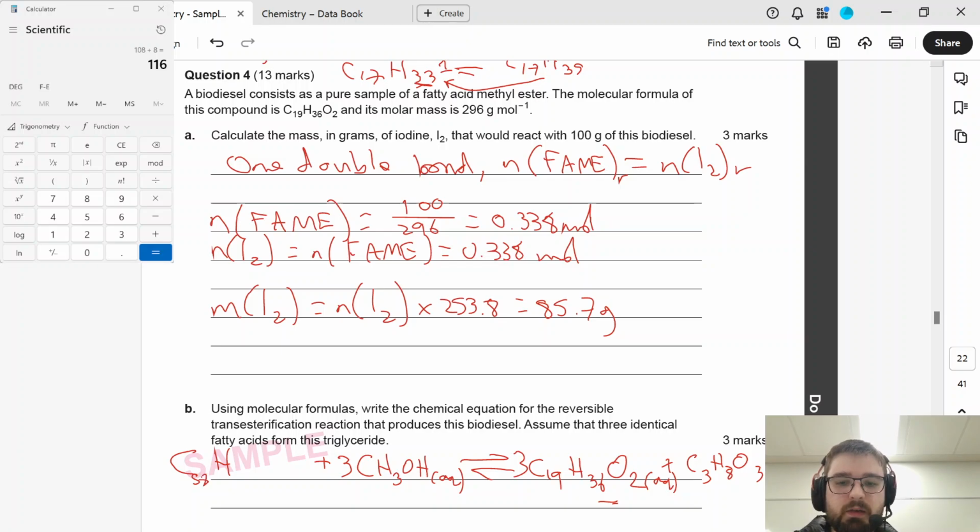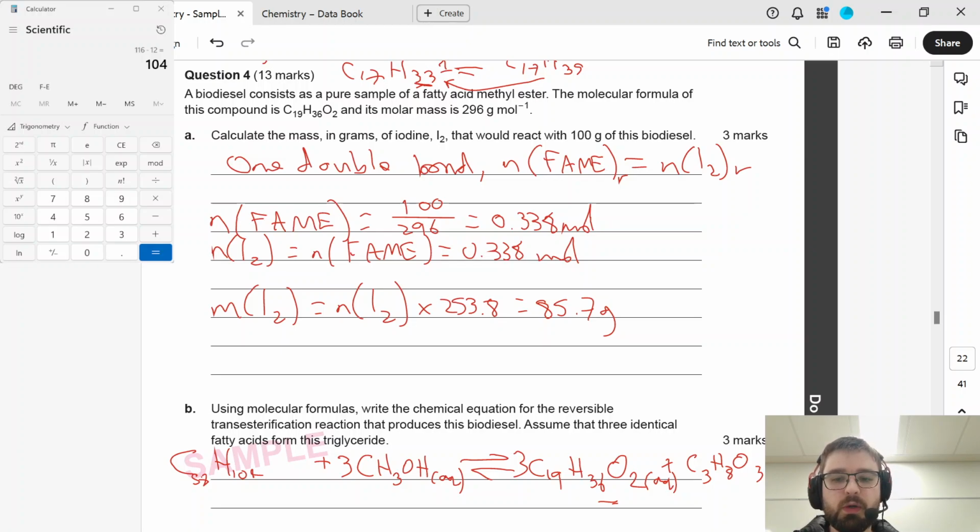And then if we look at the hydrogens on the right, it's 36 times 3 plus 8 from the glycerol. And then we've got 3 lots of 4 from the methanol, so that's 12. So we subtract 12 and we'll get 104. You could draw out the whole molecule as well if you wanted to.